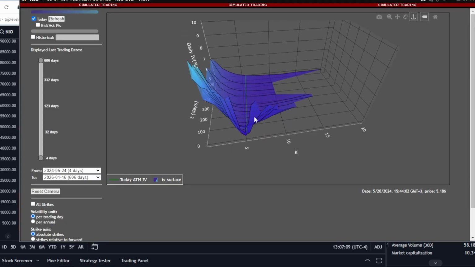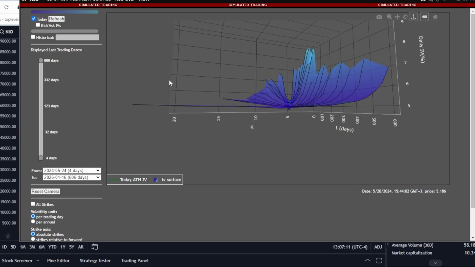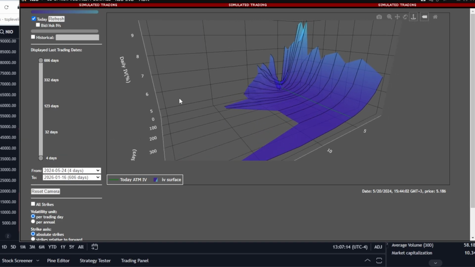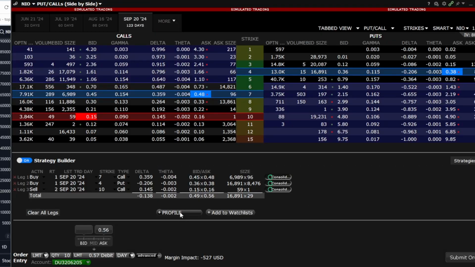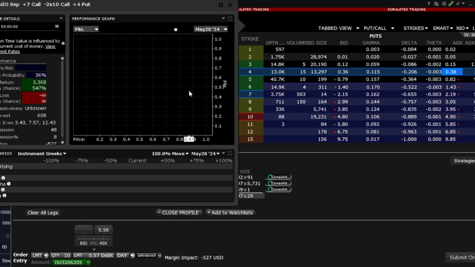Let's take a look at the 3D volatility chart. This chart consolidates all the information by expiration dates and strike prices. Professionals often use this graph to form strategies. Now, let's move on to a strategy that allows you to earn regardless of the market direction.